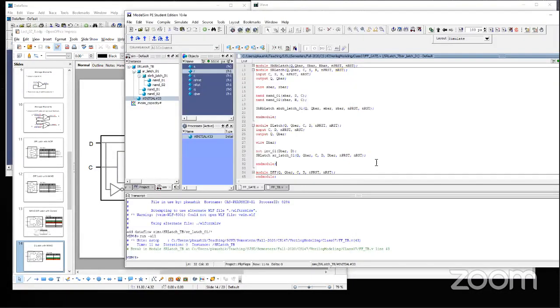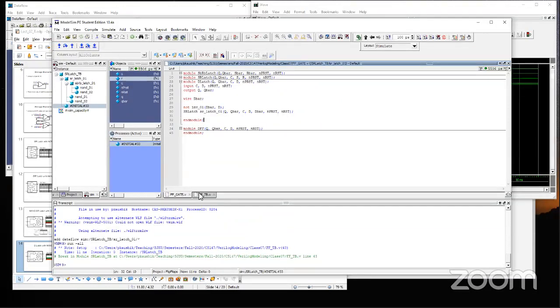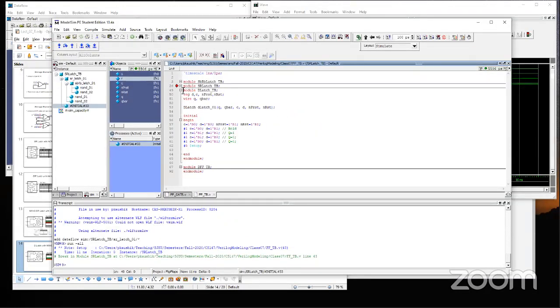D and D bar are connected to the SR latch side. And then preset and reset are there. That's okay. So with that, I have this test bench for the D latch, which instantiates a D latch and shows the hold, and then Q equal to 1 when D is 1. So Q follows D as long as C is 1. That's what we'll see here.